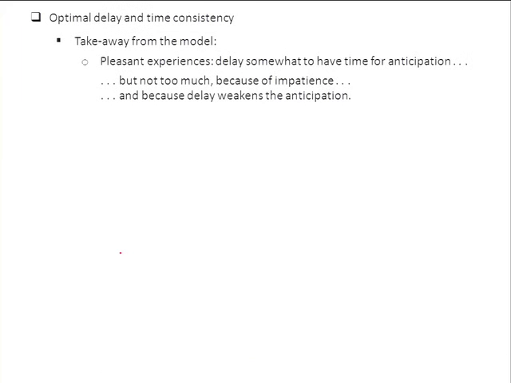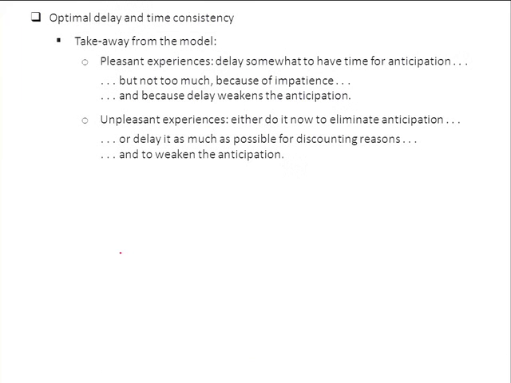So takeaways from this model: with pleasant experiences, you want to delay somewhat to have time for anticipation, but not too much because of impatience, and also because delay weakens the anticipation. For unpleasant experiences, you either want to do it now to eliminate the anticipation, or delay it as much as possible for discounting reasons and to weaken the anticipation. If I could push the shock 50 years out, probably people would say, yeah, okay, fine. Not 10 years, because I'd spend 10 years worrying about it, but 50, that's fine, I won't worry about it.